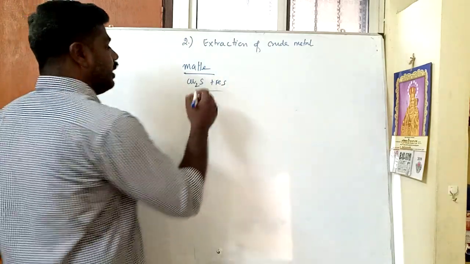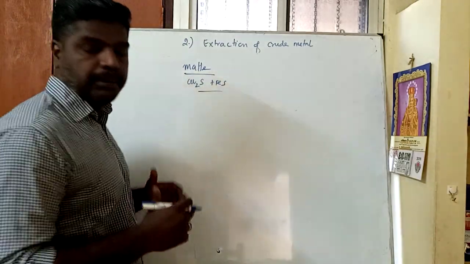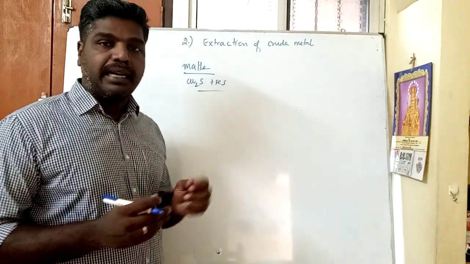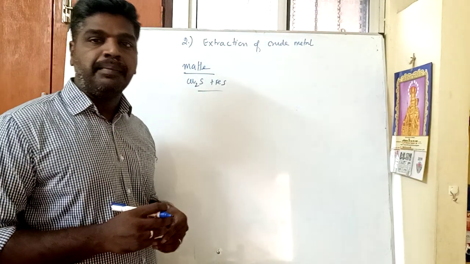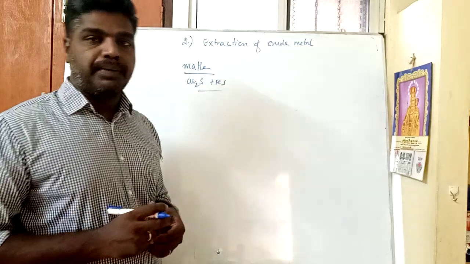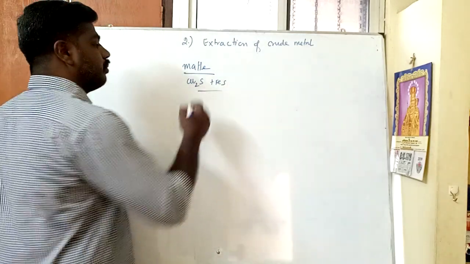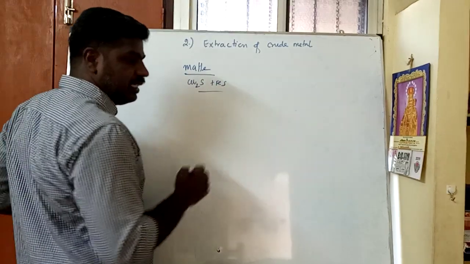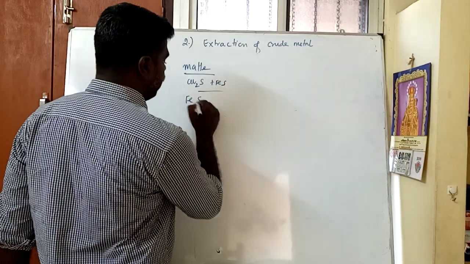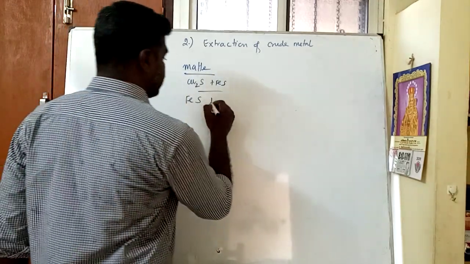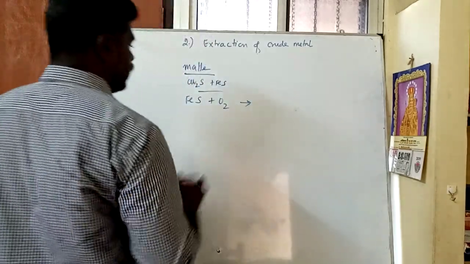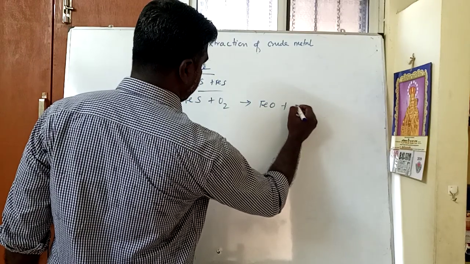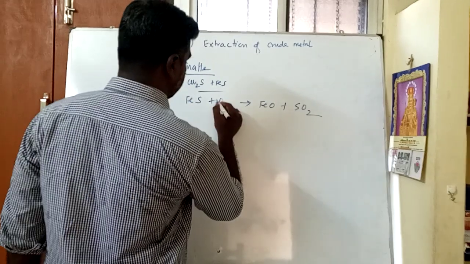The matte is transferred into a Bessemer converter. There we add a little amount of silica and we pass excess air and excess heating. The following reactions take place in the Bessemer converter. For example, while heating, the ferrous sulfide reacts with oxygen forming ferrous oxide, iron oxide, plus sulfur dioxide.